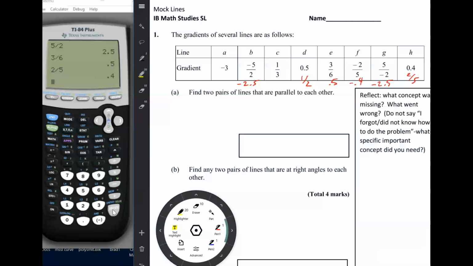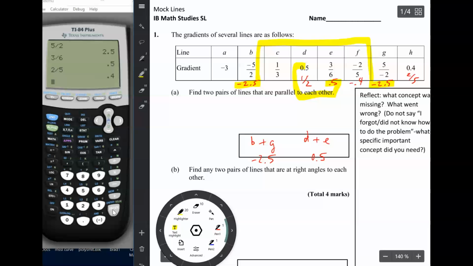So now that we have everything changed into decimals and fractions, I can match things up. I'm looking for pairs of lines that are parallel to each other, so those would have the same gradient. For example, negative 2.5 is the same as negative 2.5. Is there any other pair that is the same? 0.5 and 0.5. So there are at least two pairs. There's B and G, and there's D and E. B and G are both negative 2.5, and D and E are both 0.5.